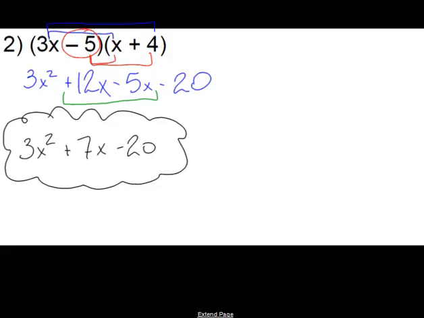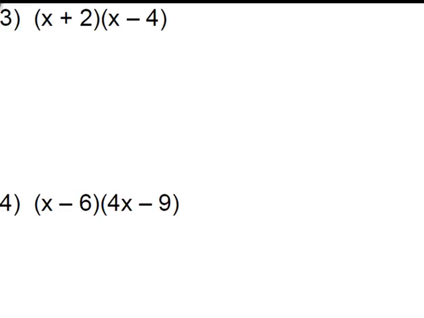Example 3. Example 3, I'm going to multiply x times x. So here I'm going to multiply x times x. X times x gives me x squared. X times a negative 4 is a negative 4x.